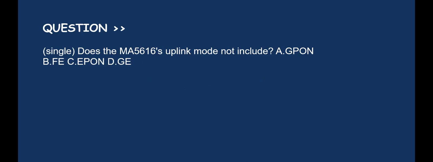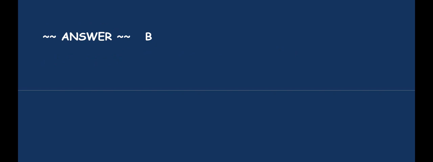The question is, which does the MA5616S uplink mode not include? The options are option A, GPON, option B, FE, option C, EPON, option D, GE. The correct answer is option B. Next one.